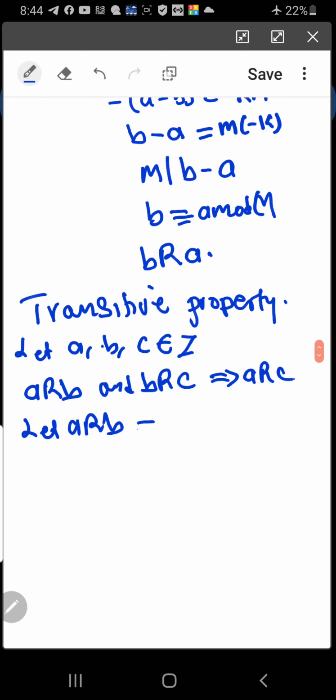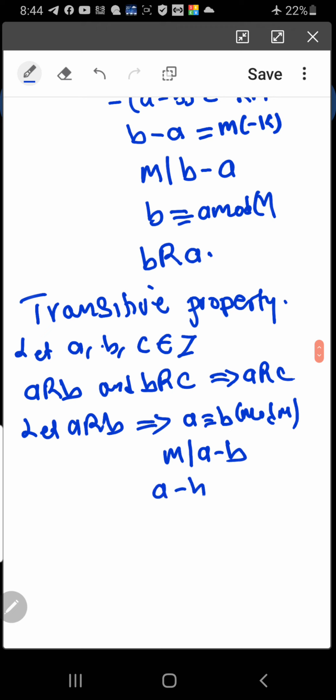A relating B means that A is congruent to B modulus M, and this means M divides A minus B. This also means A minus B is equal to some K1 times M, where K1 is an integer. Now, we call this one, that means A minus B equal to K1M, equation 1.